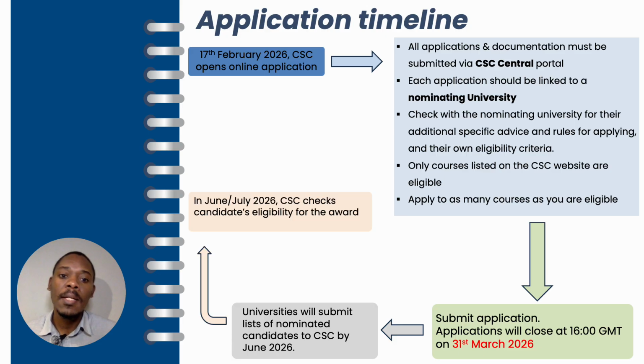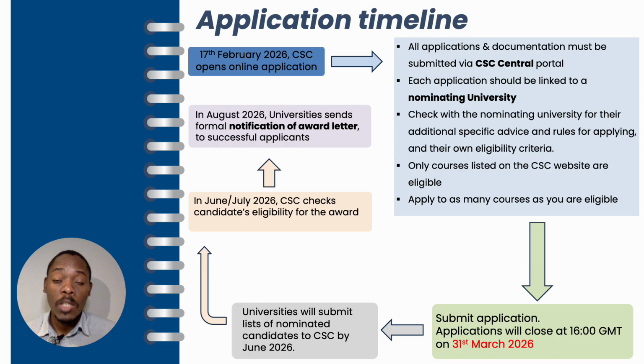And once that is done, by June and July 2026, the universities are going to be able to give that list. So the universities will give the list to the Commonwealth Commission by June. And then the commission is going to review the list, check that indeed you meet the criteria, and for those who meet the criteria, the list will be given back to the universities by June or July.